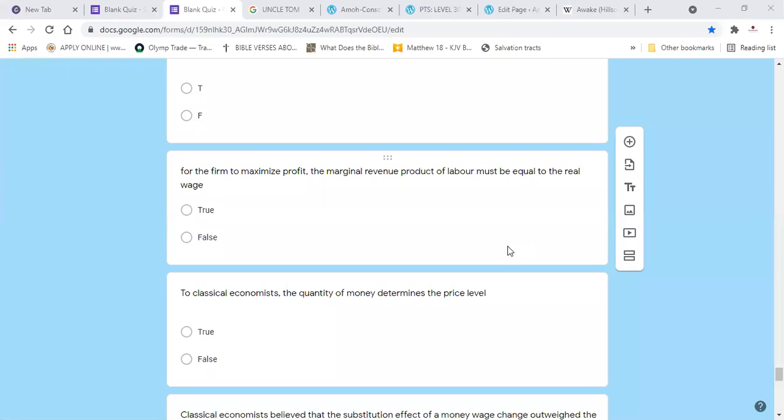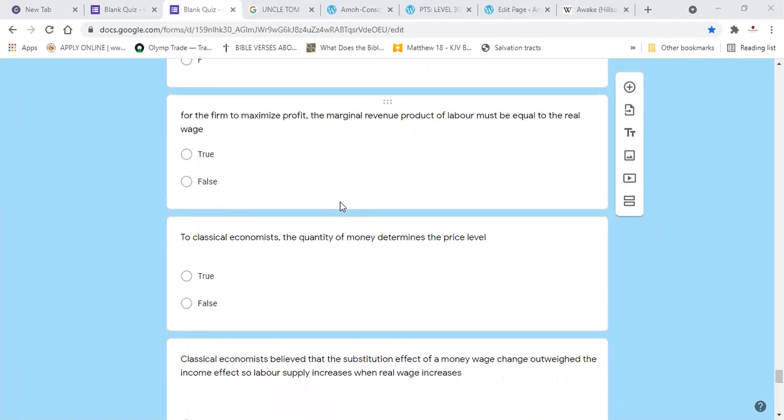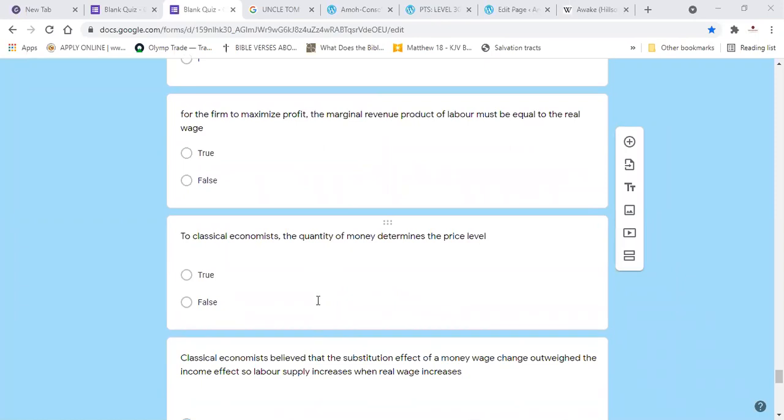The marginal revenue product should be equal to the nominal wage, not the real wage. It's the money wage. If it was supposed to be the marginal product of labor, then it will be equal to the real wage. I'm happy you all understand. So the marginal revenue product of labor is supposed to be equal to the nominal wage, and the marginal product of labor is equal to the real wage. Very good.